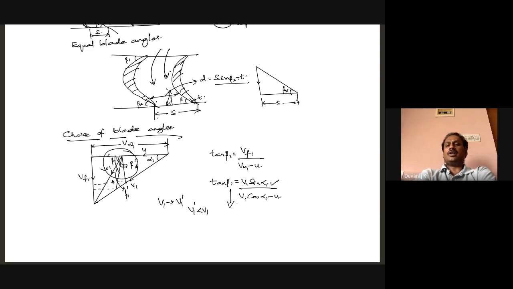So if you want to look at it, actually, I can write tan beta 1. Similarly, you can write it for the outlet velocity. What is this tan beta 1? It's your opposite by your adjacent side. So Vf1 by Vw1 minus u. If I substitute it, I'll get the corresponding relations which you have already got in your velocity triangles.